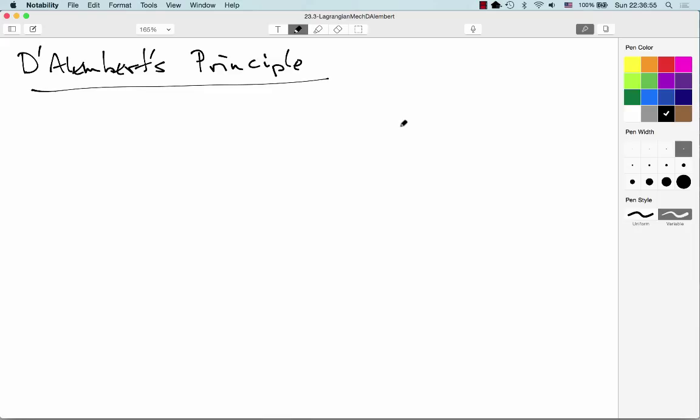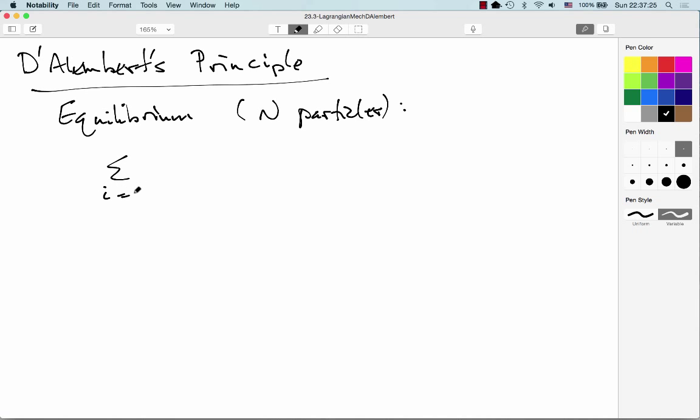So we're going to do the first bit, going with F equals ma and getting to Lagrange's equations of motion. We'll start by thinking about what happens if you're in equilibrium. We'll assume we have n particles that are in equilibrium here. So thinking back to our lower division mechanics, we would say that the sum of the forces has got to be 0.